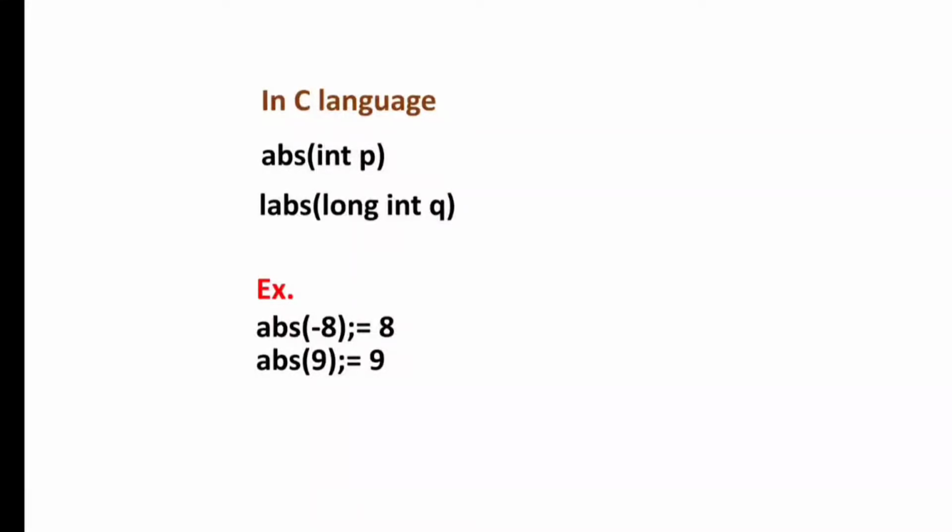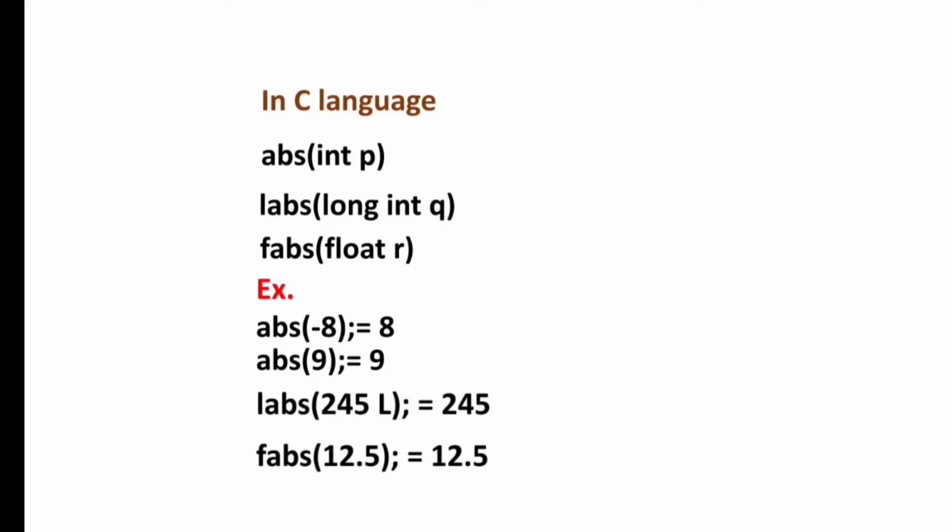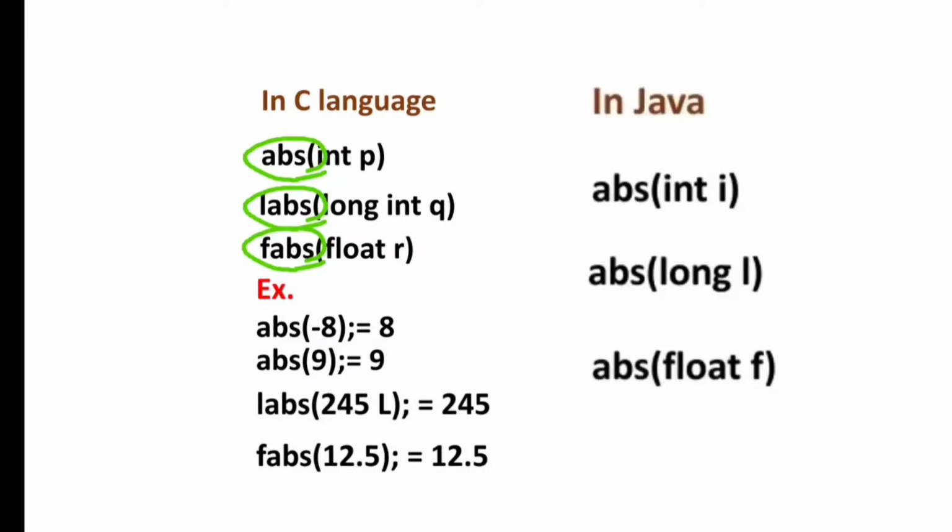Similarly, there is one more method, the LABS method, and the job of this method is to return the absolute value of a long integer. And one more method is there, the FABS method, and the job of this method is to return the absolute value of a float. So all three methods are doing the same thing. That means all three methods perform the same task, and still all three methods have a different name. And due to such a situation, we will have to remember the names of all methods, and this will make the situation more complex.